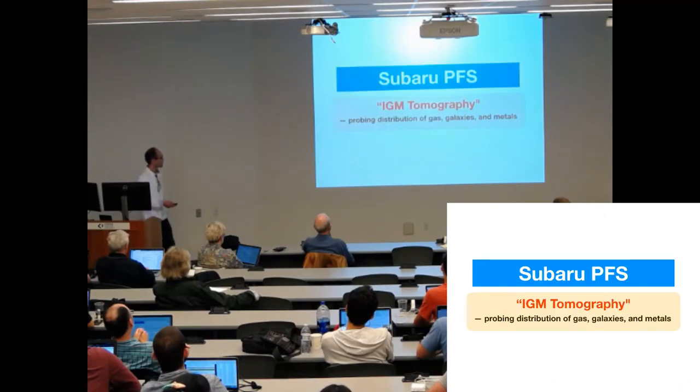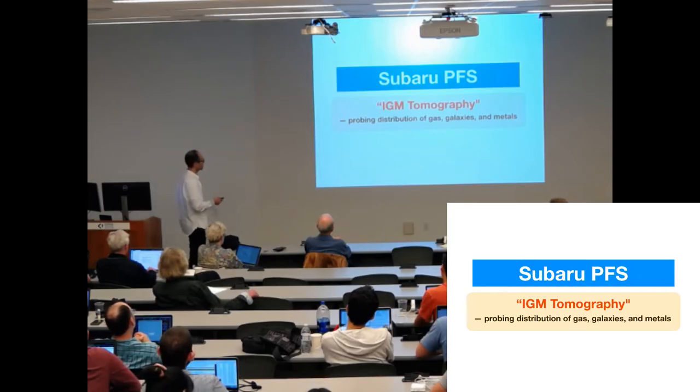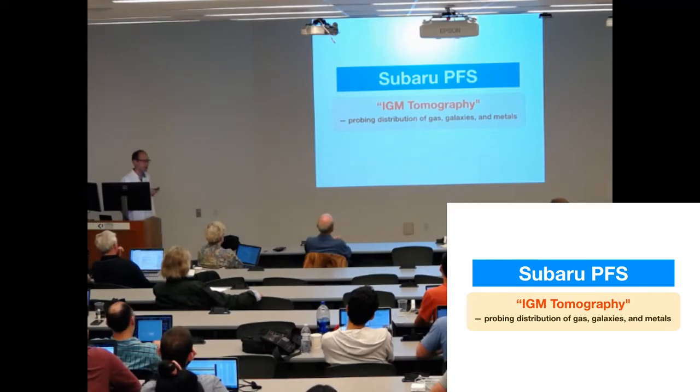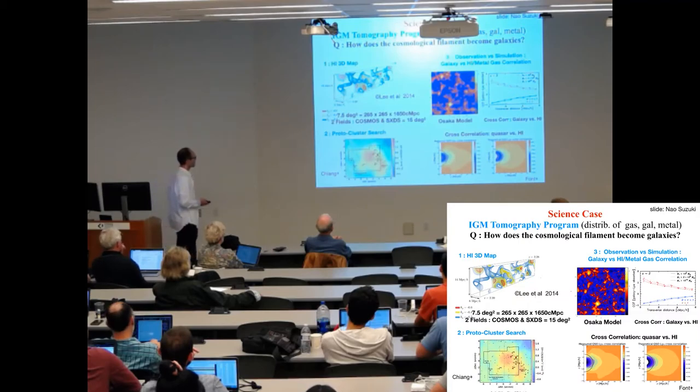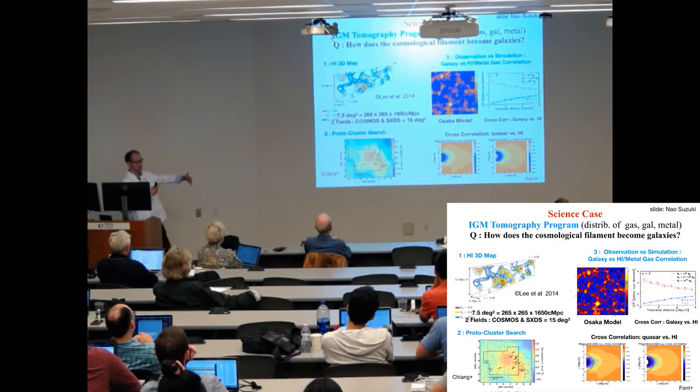All right, so in the remaining couple of minutes, I'll show you some results for the Subaru. And those are the nice results from the AGORA simulations. But in order to really compare with these observations, we have to do something closer to the observation. And one of those is the IGM tomography, which will give us a distribution of gas and galaxies and metals. So one of the science cases that the PFS is going to do in a few years is to produce this H1 3D map as a function of redshift between redshift 2 to 3 or so.